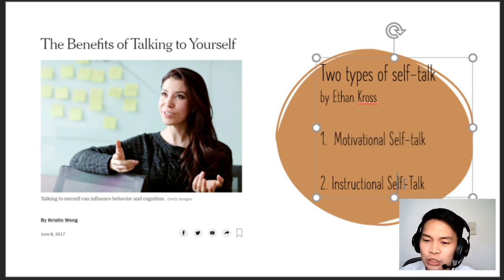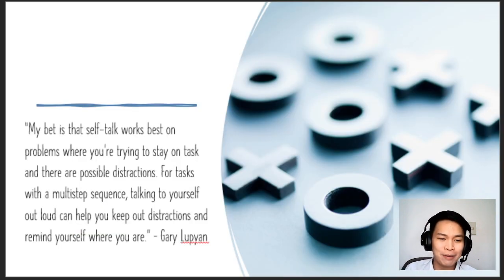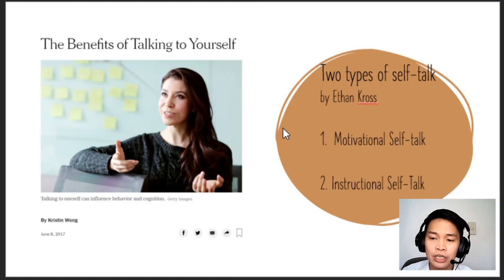Next, number 2, instructional self-talk. Let's see what an expert says about this. This is a statement from Gary Lupian, a researcher and psychology professor at the University of Wisconsin-Madison. "My bet is that self-talk works best on problems where you're trying to stay on task and there are possible distractions. For tasks with a multi-step sequence, talking to yourself out loud can help you keep out distractions and remind yourself where you are." This is under instructional self-talk.